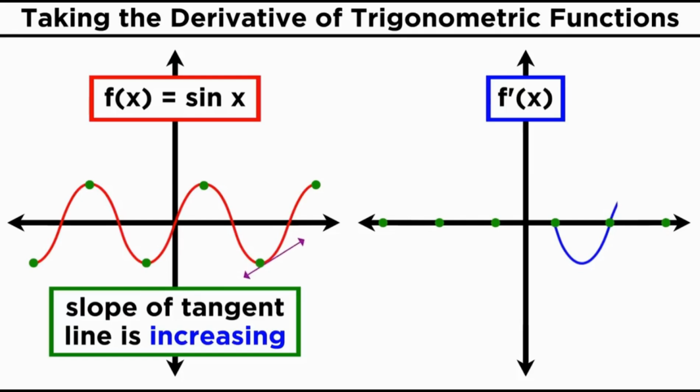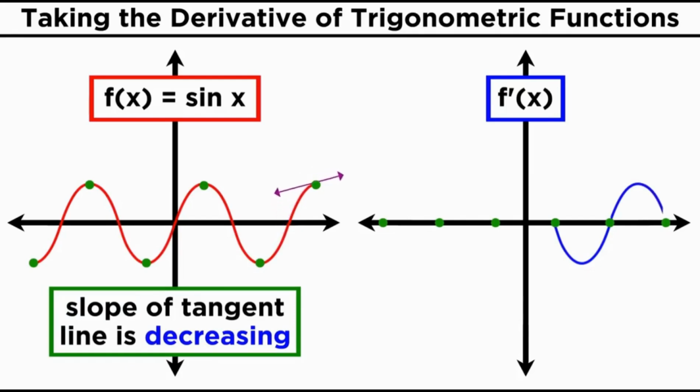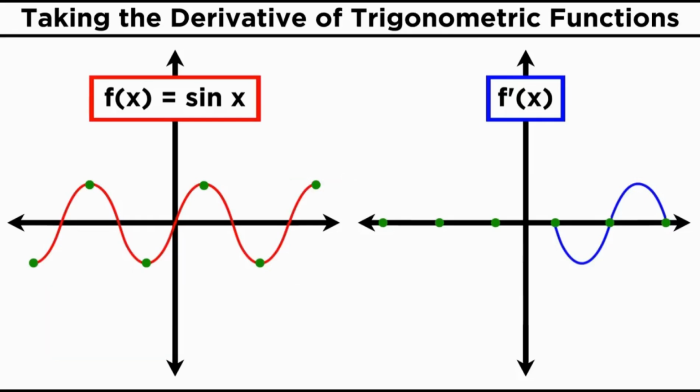Then the slope of sine x will have to increase until it hits 1, but then decrease until it gets back to 0 at the next local maximum. So the derivative should look like this for that section. This pattern will repeat infinitely in either direction, so the derivative of sine x looks like this.